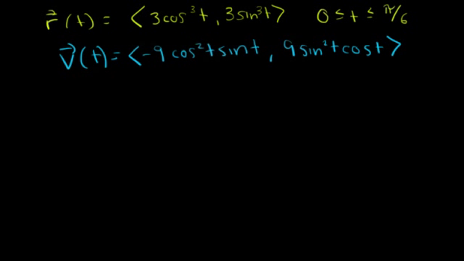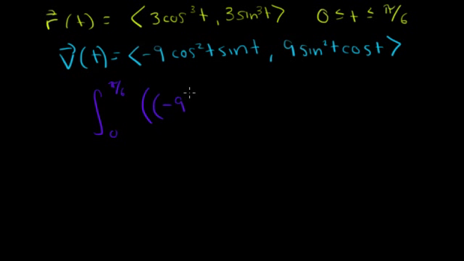Now, what you need to find is the length. In order to find the length, that's the same thing as taking the integral from 0 to pi over 6 of the whole velocity, not just each individual component, but the actual velocity at any time t.